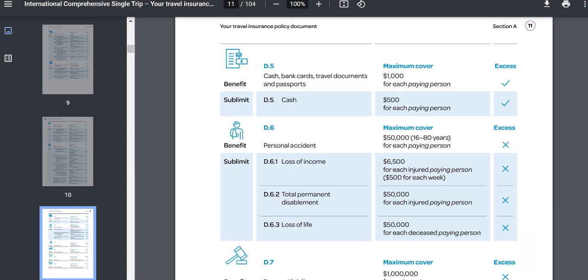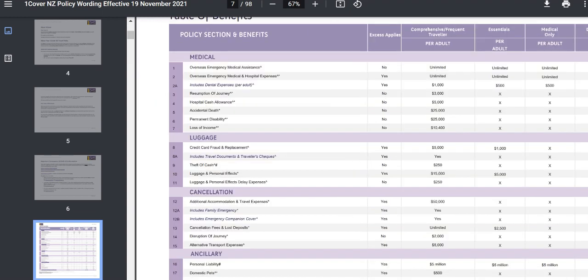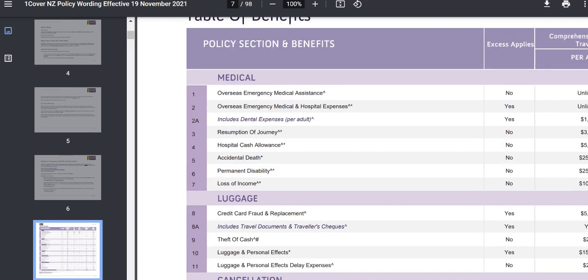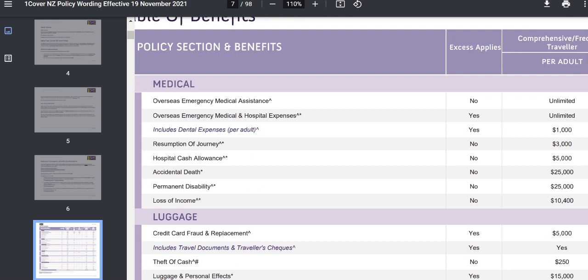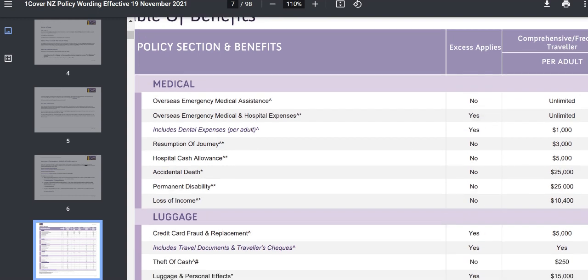Now, if I go over to One Cover, they have a similar sort of table. I think it's best if I just enlarge this. And so what you can see here is a whole bunch of benefits. And I think I'll enlarge it slightly more just so we get a full picture. And we can see that for the excess, it's going to be a yes or it's going to be a no. So for overseas medical assistance, there's no excess on that.